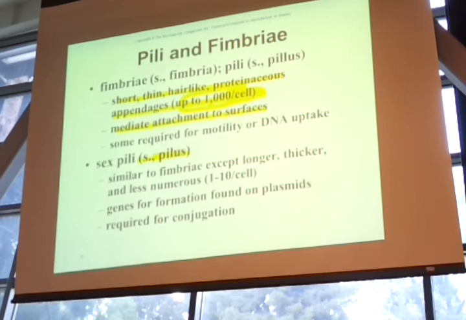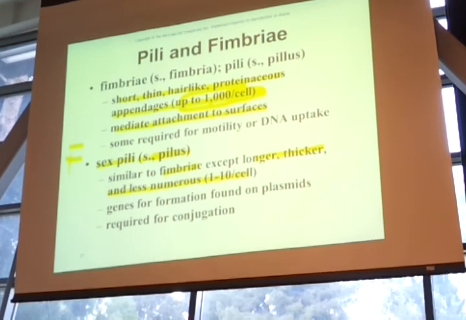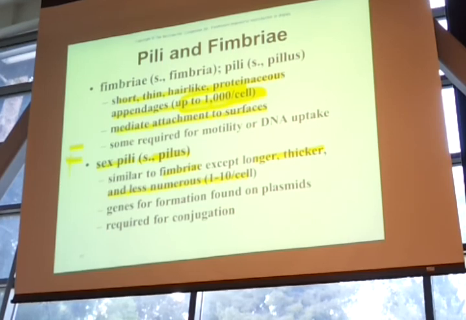A pilus, which sometimes would be like a sex pilus or F pilus. F stands for fertility. Those are like fimbriae, except they're longer, thicker, and less numerous. So it's almost like when you look at cilia versus flagella. The fimbriae are shorter, more numerous. The pili are longer and fewer. And usually the main pilus that you would talk about would be that F pilus, or fertility, also called sex pilus, that will attach to another bacterium.